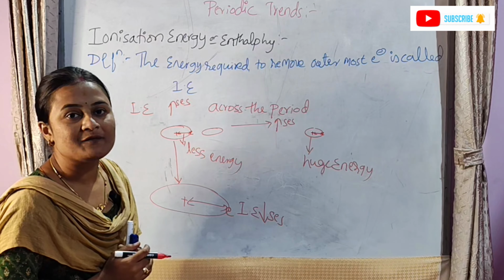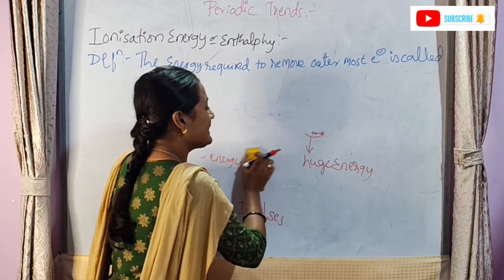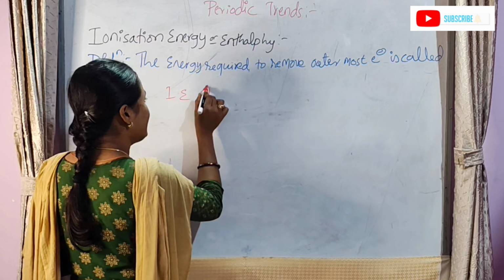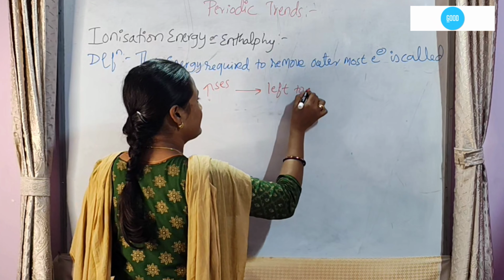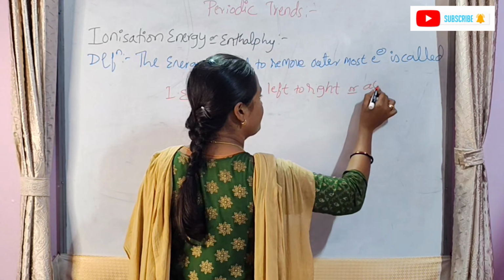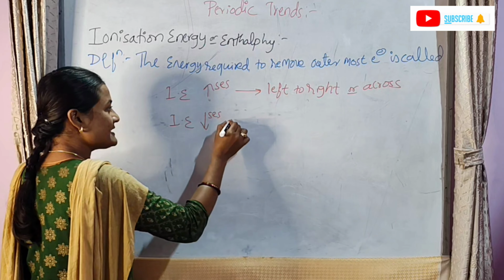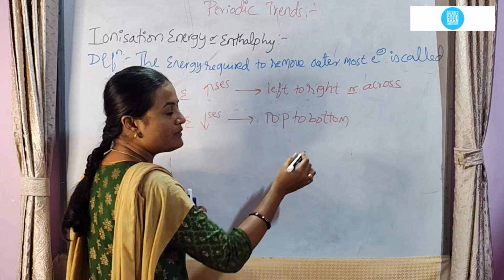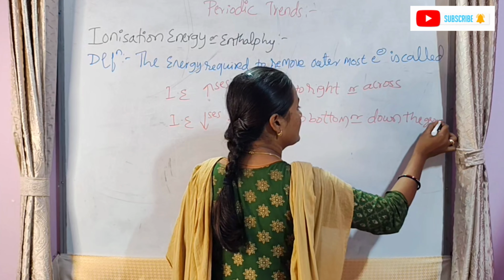Ionization energy, how does it vary in the periodic table? Clear, students? See here how it varies. Ionization energy increases as you move left to right in the periodic table. Left to right, or across, you call. And ionization energy decreases as you move top to bottom, or down the group, you call. Both are there.